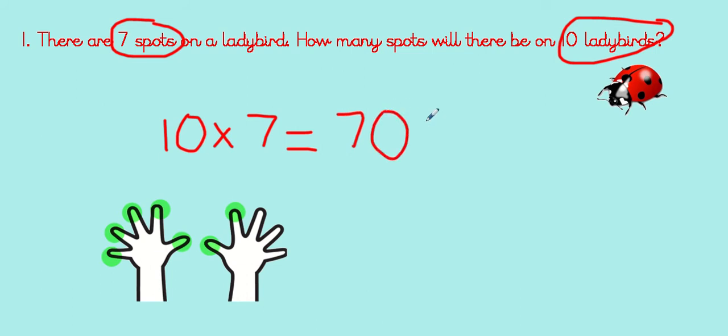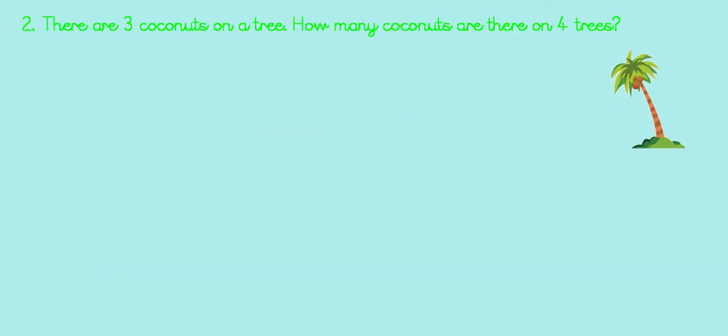Tick or fix. Okay, children, let's have a look at question 2. It says there are 3 coconuts on a tree. Lovely. How many coconuts are there on 4 trees? Okay, now we need to start by writing our number sentence, don't we? So here's our key information, 3 coconuts and 4 trees. So we've got 4 groups, 4 lots, with 3 in each group, haven't we? We want to know what the total is.